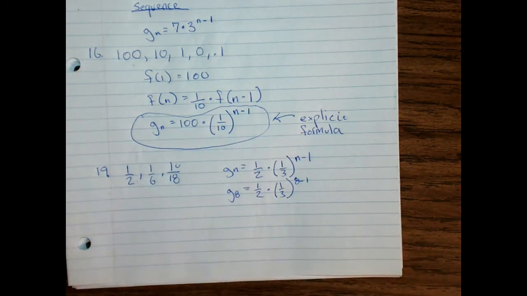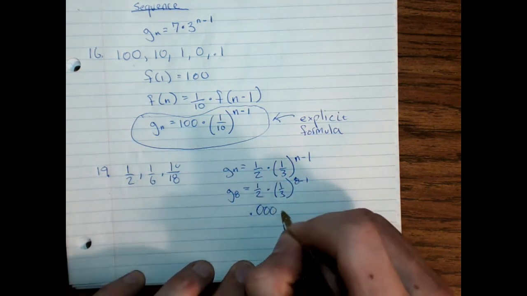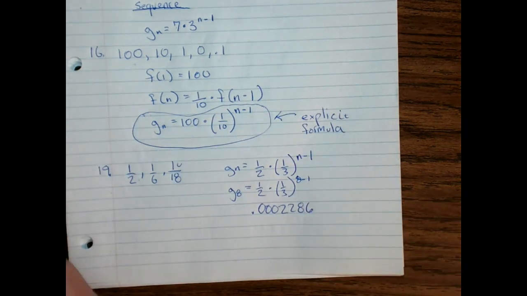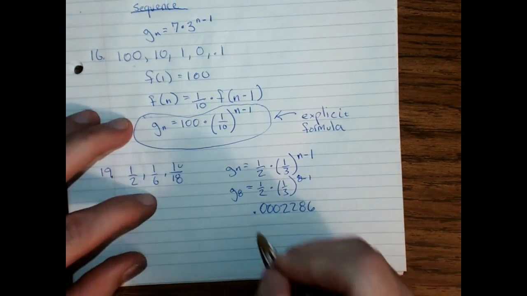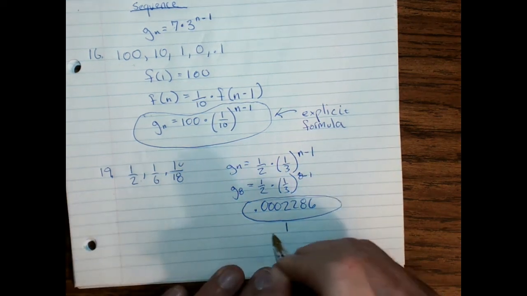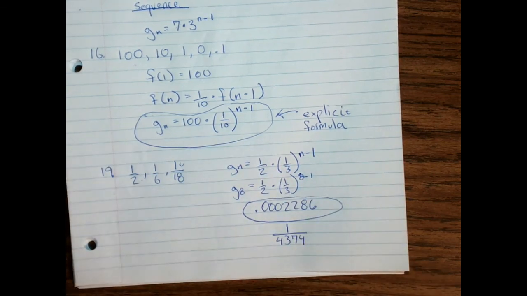And at that point, I'm punching numbers into my calculator. 0.5 times 1/3 raised to the 7th power. My calculator gives me 0.0002286, and that's plenty. We could also convert that to a fraction maybe if we wanted to, but I'm okay with decimal notation on this one. I am fairly certain that that is equivalent to 1 over 4374. Yes, it is. Alrighty.